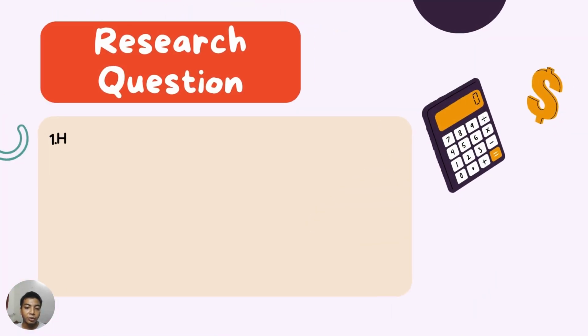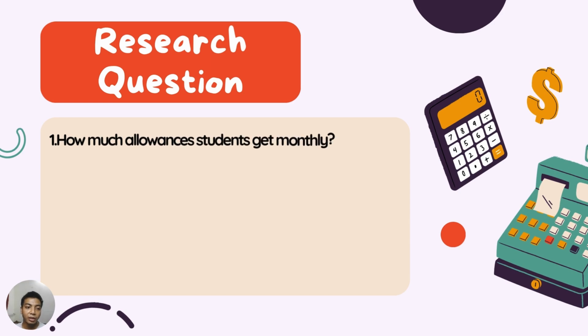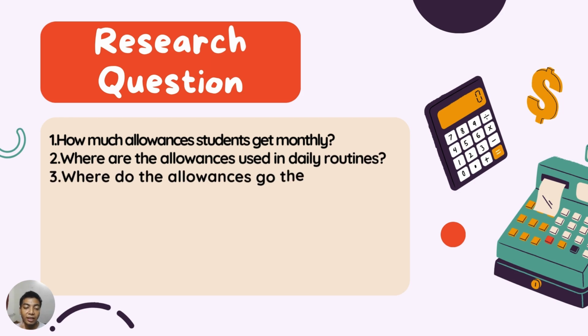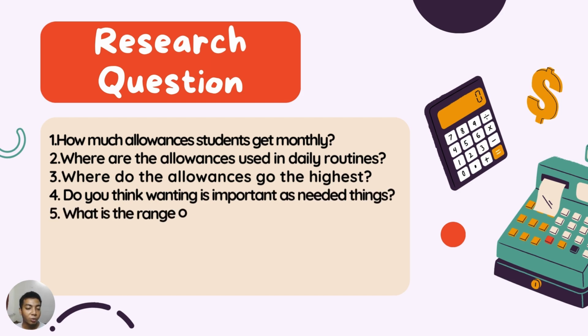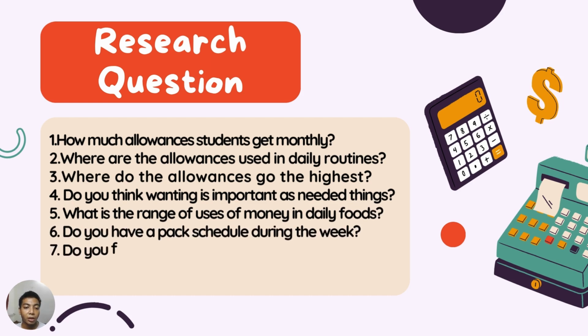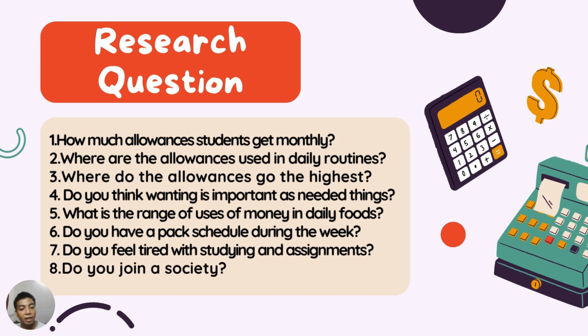So for our research questions, firstly we ask how much allowance students get monthly. We will know the data on the allowance they get monthly, whether from a scholarship or from their parents. Second, where is the allowance used in daily routines? Where does the allowance go the highest? And we also ask about joining a society, because they also spend their money on their society. Alright, so moving on to the next slide.